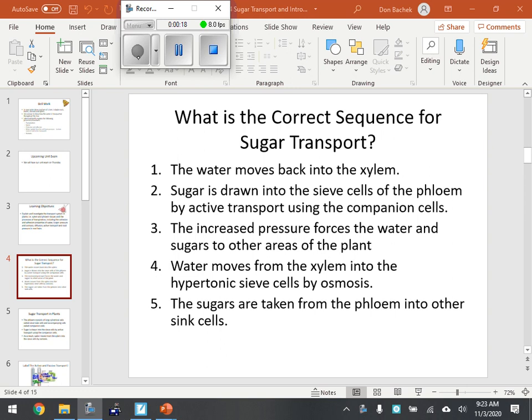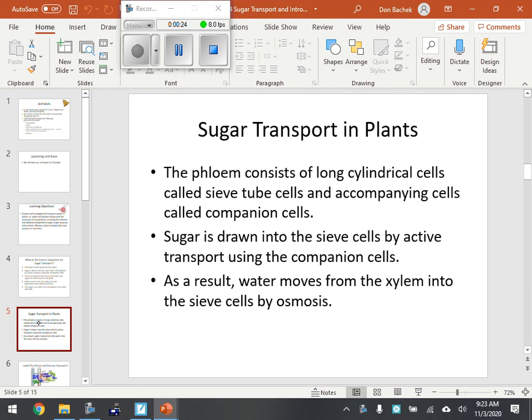So we talk a little bit about this. They were like, what's the correct order for this? And that's what we're going to talk about here. So let's start here, and you're going to have to fill in some things.